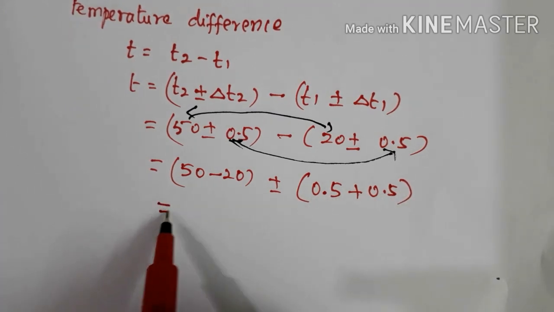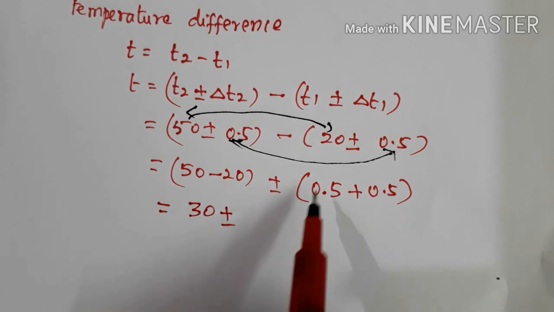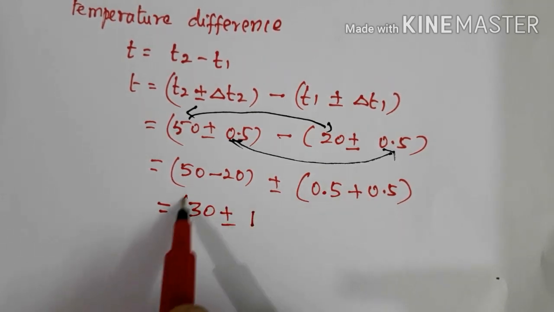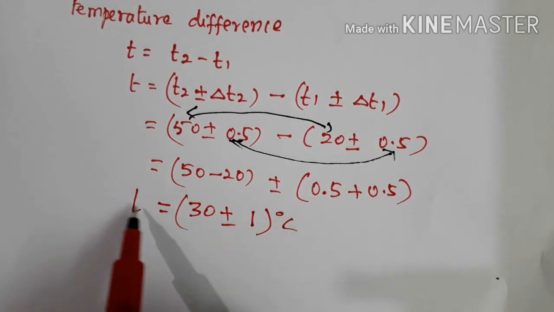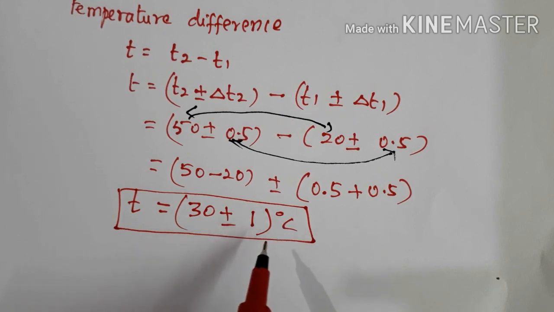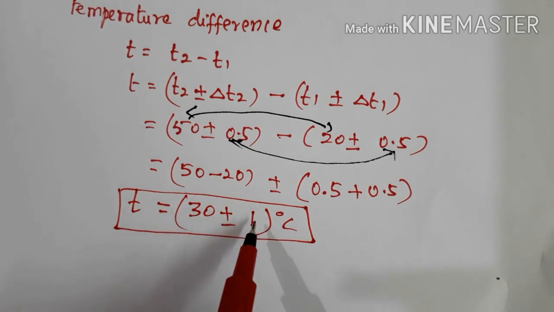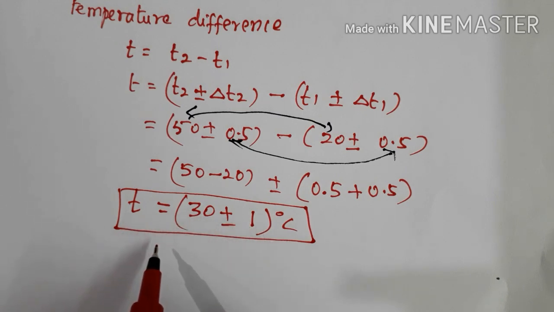Okay. So what is 50 minus 20? 30, right? So plus or minus 0.5 plus 0.5 is 1. So what is the difference in temperature? T is equal to 30 ± 1 degree Celsius. That is, the value of T varies between 30 plus 1, which is 31, and 30 minus 1, which is 29. The temperature difference varies between 29 degrees to 31 degrees Celsius. This is a 2 mark or 3 mark problem, children.